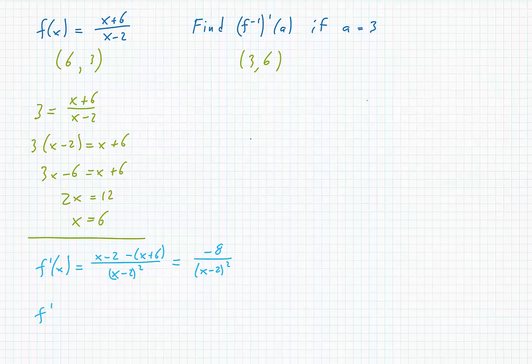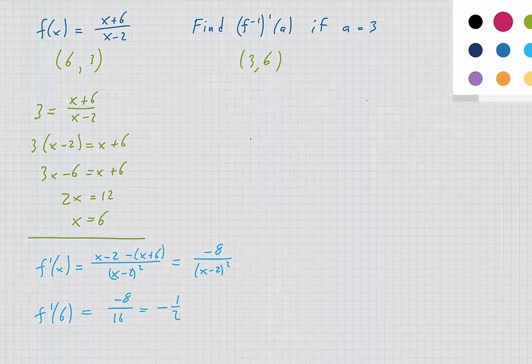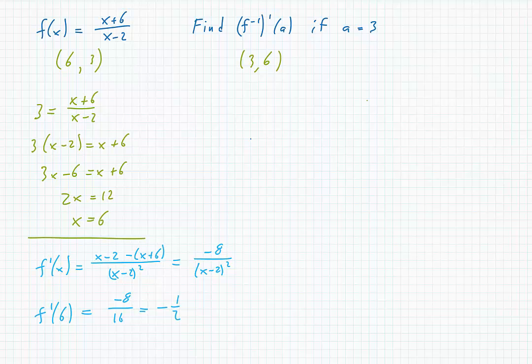We're interested in what happens when x is 6. So f prime of 6 is going to be equal to -8 over 16, 6 minus 2 being 4, 4 squared being 16, or -1/2. That means at the point (3, 6), f inverse prime of 3 will be equal to -2, the reciprocal.